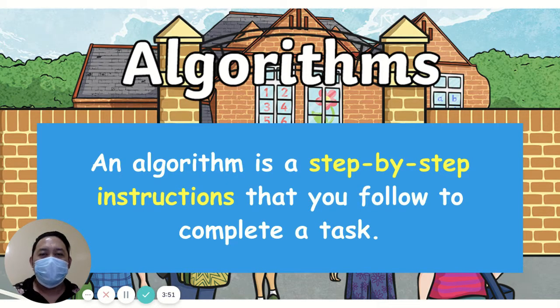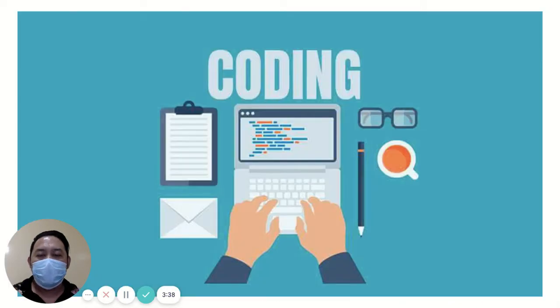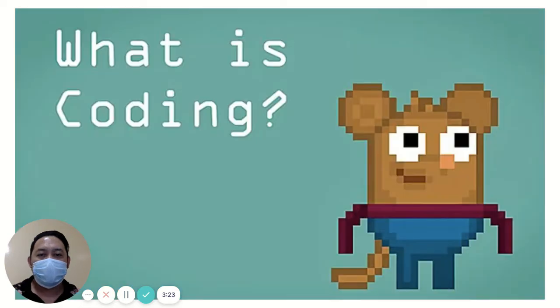Let's have a recall. In our last lesson, we talked about algorithm wherein we learned about it as a step-by-step instructions that you follow to complete a task. How do we use algorithms in this lesson? Algorithms are used in coding. Because Scratch is about animation and coding, we are going to implement algorithms in ScratchJr through coding. What is coding? Watch this video to learn or have an idea about coding.